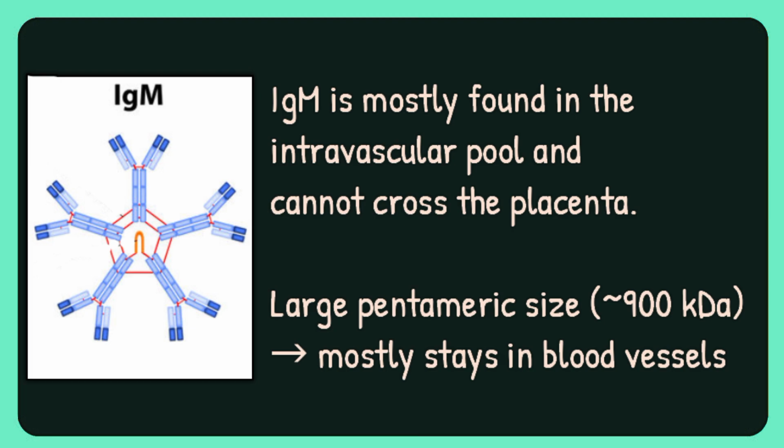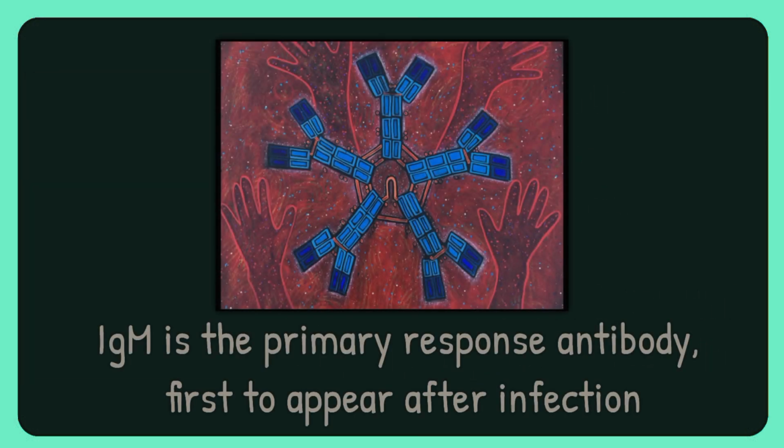IgM mostly stays in the blood vessels because of its large pentameric size. Unlike IgG, it's too big to cross the placenta, so it doesn't provide fetal immunity. IgM is the first antibody to appear after an infection, making it the primary responder in the immune system's defense.